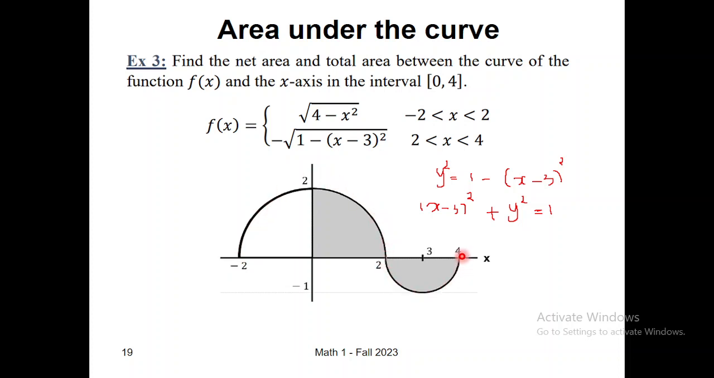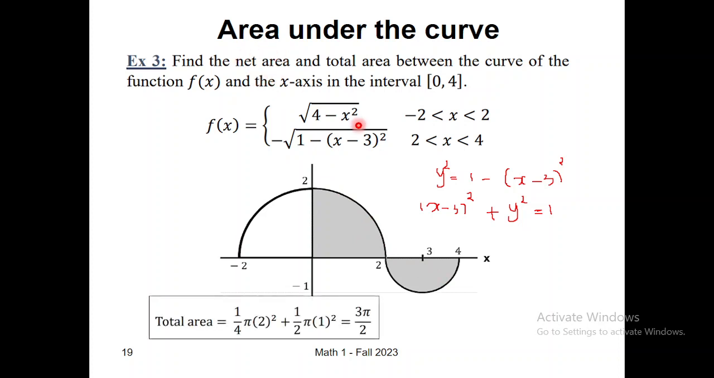Now if you want to integrate from 0 up to 4, from this point up to this point, you want to find the net area and the total area. To find the net area, simply you take the area of this quarter of the circle with positive sign and add it to the area of this semicircle, but this area will be a negative sign. So you calculate this area, but consider this to be a positive area and this to be a negative area, and then add the results. This is to calculate the net area.